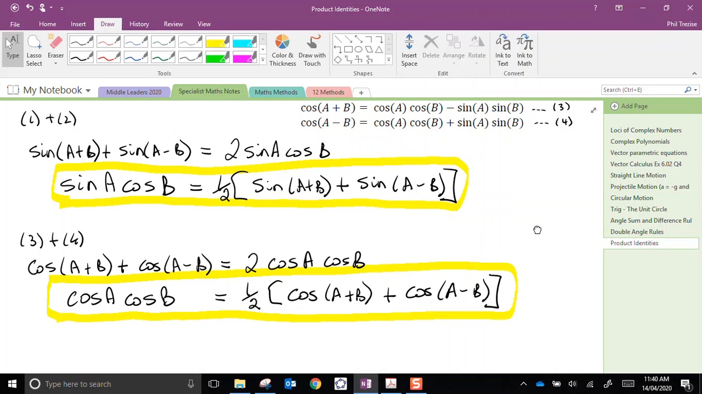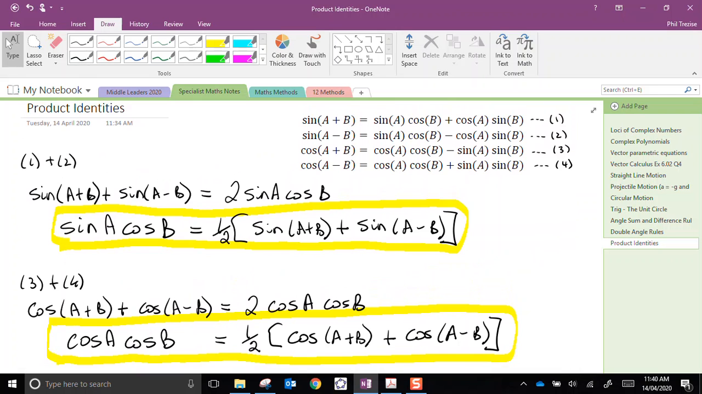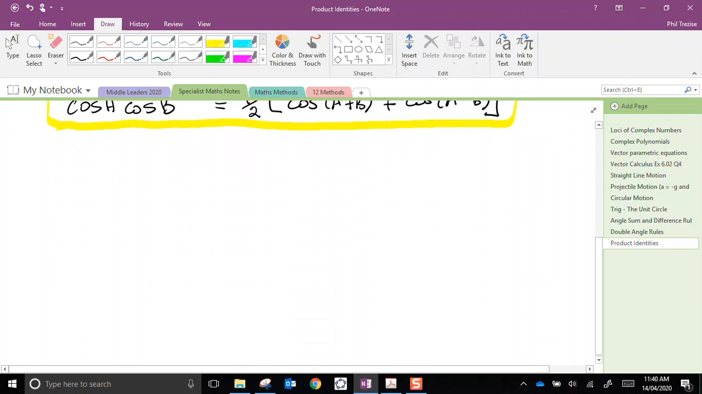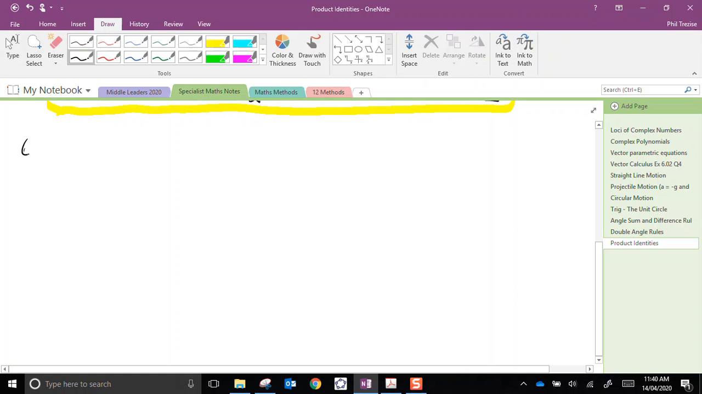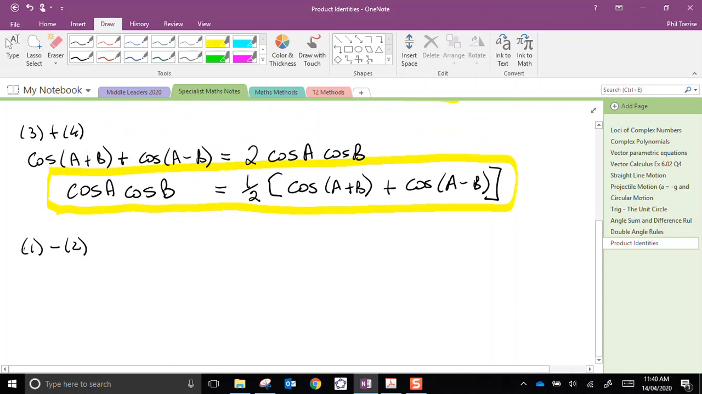So that's it for the ones which are equal and opposite. But now let's take a look at eliminating the first term. If I wanted to eliminate the first term, I would need to use subtraction. And I think it would be best if I went 1 subtract 2, so that that first term, sine A cosine B, disappeared. Let's try that. Equation 1 subtract equation 2.